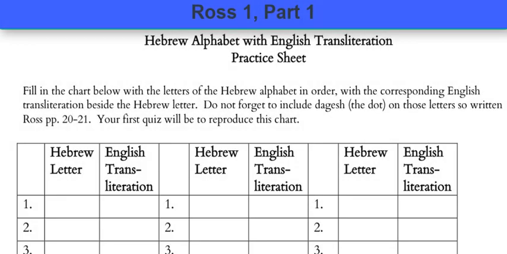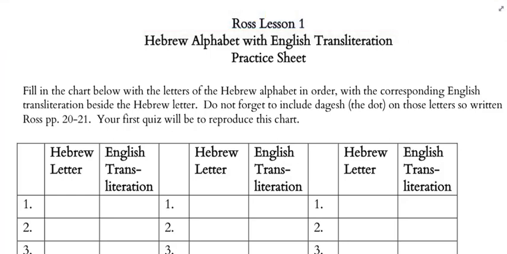Alrighty, so welcome to Ross Lesson 1. And what we want to do is work on the Hebrew alphabet and learn both the way to say the letters as well as how to pronounce them and write them. There are some challenges with learning Hebrew because the alphabet is so different from the English Roman alphabet that we've learned. But it won't be hard for us, I think, if we just put a little bit of effort into it.